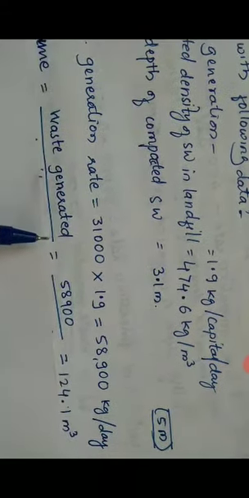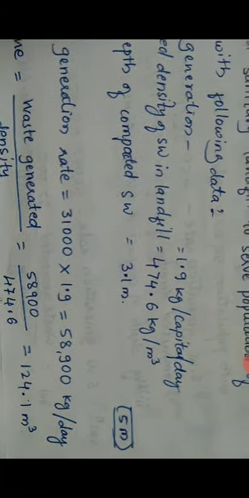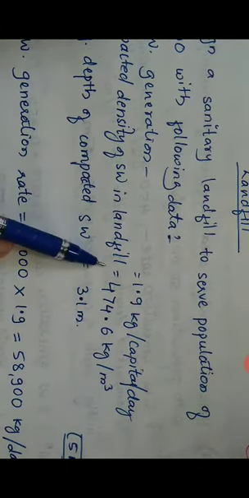Then the next thing is to find the volume. How will we get the volume? The formula is waste generated divided by density. The waste generated we just calculated is 58,900, divided by the density given in the problem, that is the compacted density of solid waste in landfill, 474.6 kg per meter cube. If you divide these, you will get the volume, that is 124.1 meter cube. So this is the volume. You have to be careful about the units.